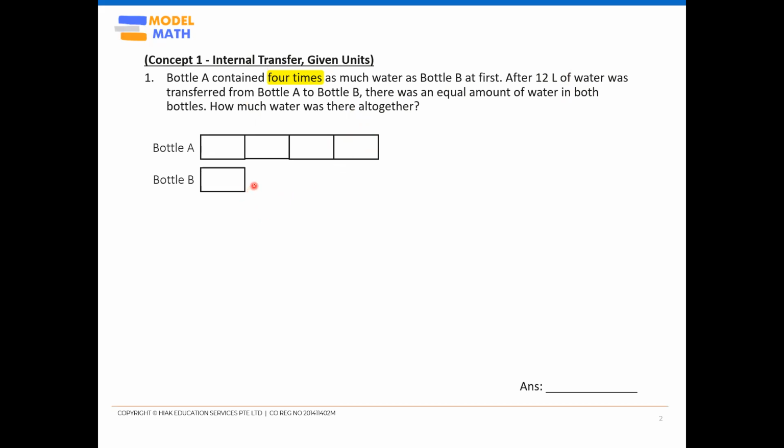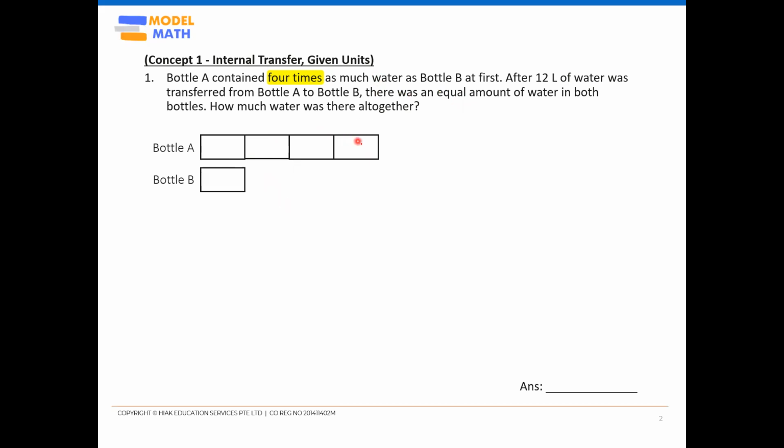Now, however, at this point, I wouldn't be sure how to indicate the 12 liters, because I don't know how big 12 liters is at this point. So this is where you have to read on. If you read on, you will know that in the end, both bottles should have equal amounts. Some of you can't really visualize well, so you can imagine, let's say I treat 1 unit as 12 liters. If I bring down 1 unit, will they be equal in the end?